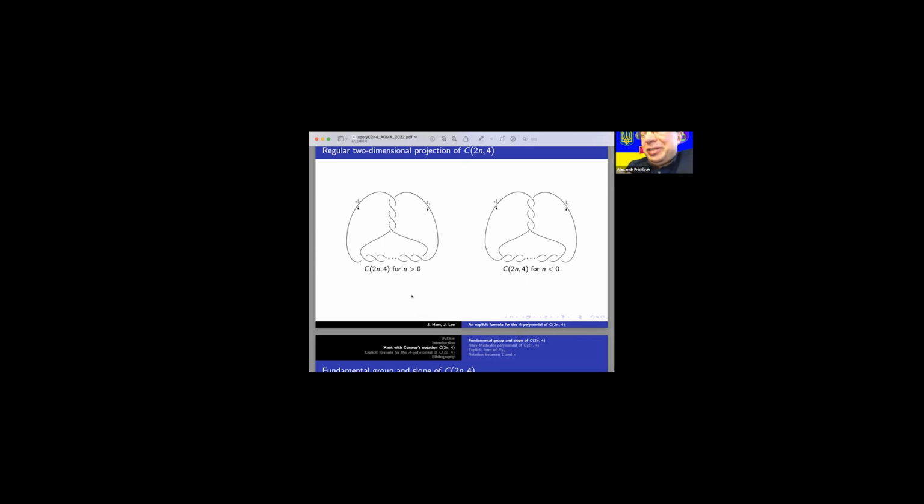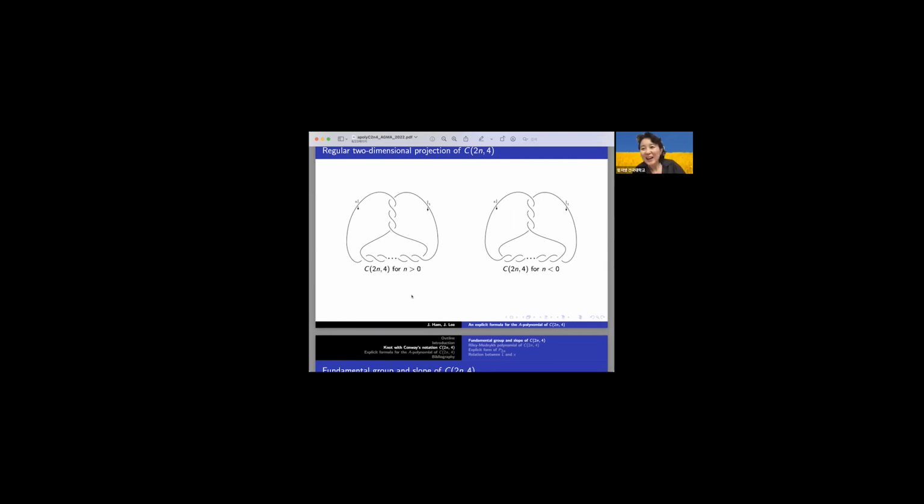Another question: is it possible to apply your method to other types of knots?